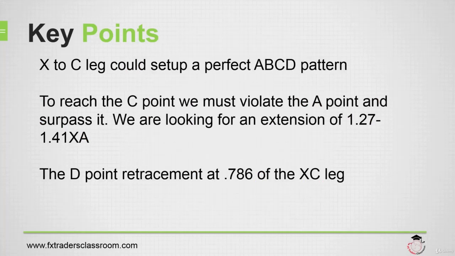Let's summarize the key points here. The first thing is the X to C. We're going to look for a perfect ABCD, because if we get that 618 retracement in the B point, we could actually set up a perfect ABCD, which would be two patterns confined within one, which is a perfect way. We could trade it both ways. To reach the C point, we must violate the A point, which is a little different than we've seen before, and we're looking for an extension of the 127 to 141 XA, and then the D point retracement comes in at the 786 of the XC leg. Okay, so make sure you go all the way up to the C point. Don't do the XA, do the X to C leg.